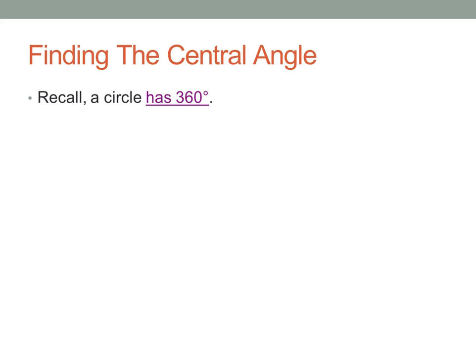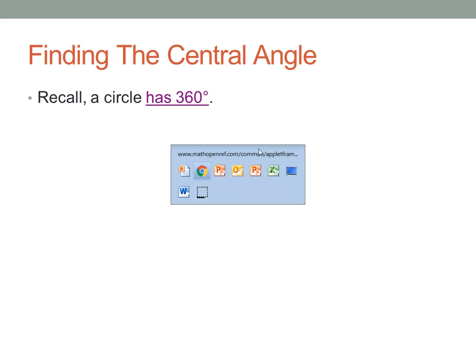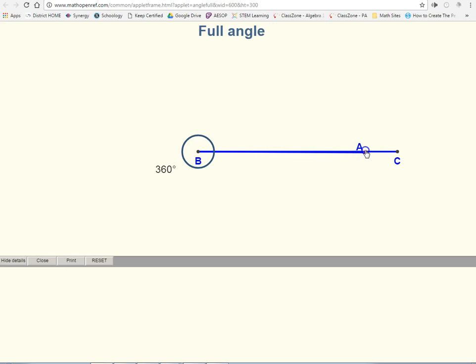All right, finding the central angle. So recall that a circle has 360 degrees, and remember I showed you this. So I'm going to separate these lines, and you can see the degree symbol right here of the arc. Now look at this. If I stop at 90 degrees, that's a quarter of my way around the circle. If I stop at 180 degrees, that's halfway around the circle. 270 degrees, there we go, is 3/4 of the way around the circle.